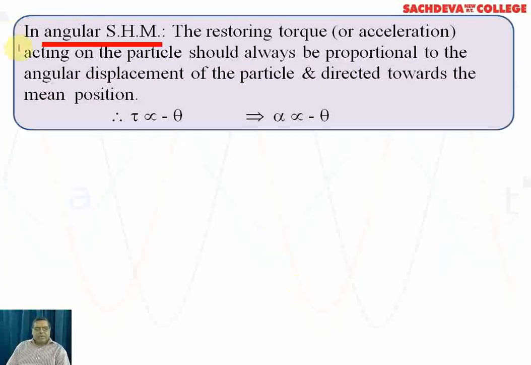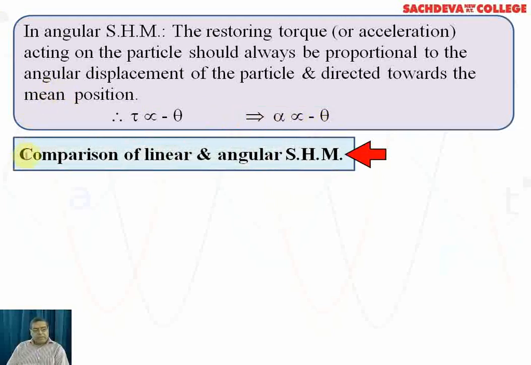Now we come towards angular SHM. The restoring torque or acceleration acting on a particle should always be proportional to the angular displacement of the particle, directed towards the mean position. So in one equation, we have written tau, that is torque, proportional to minus theta, and alpha is equal to minus theta.